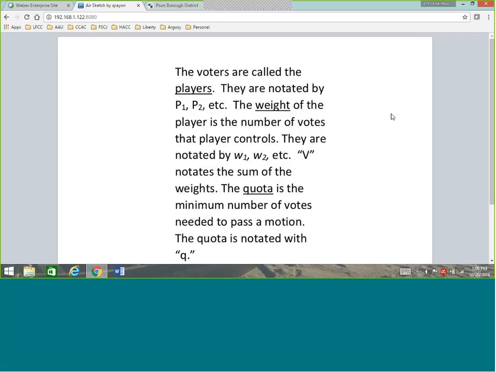So each player is assigned a weight, and the capital letter V is used to represent the sum of all the weights. So if you add weight 1 plus weight 2 plus weight 3 plus weight 4 and so on, all the weights, that sum would be represented with the capital letter V. Now the quota is the minimum number of votes needed to pass a motion, and we use a lowercase q to represent quota.